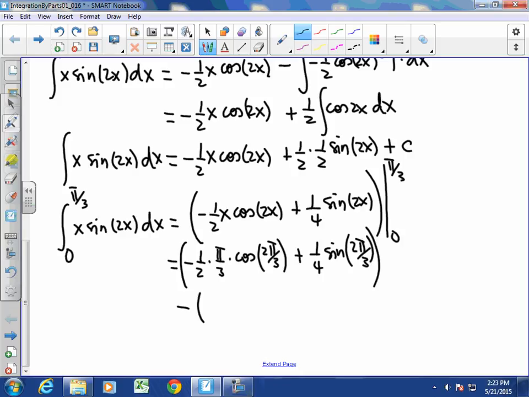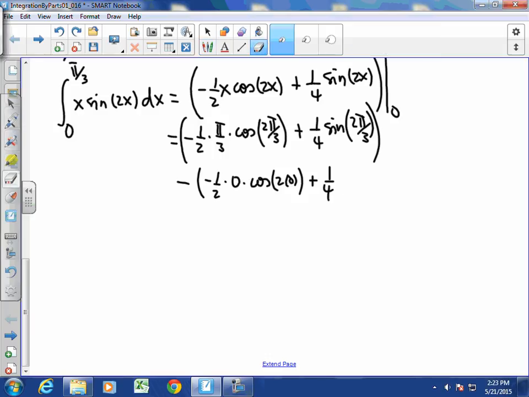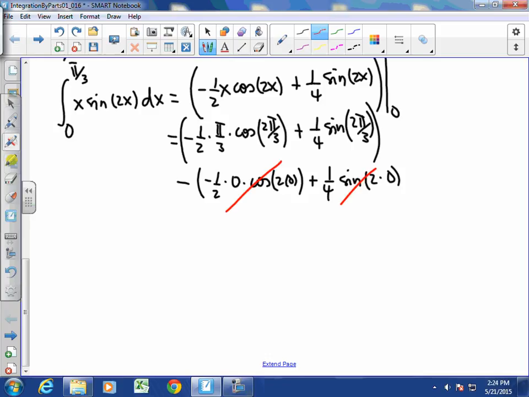Minus, now we replace x with 0, we get negative 1/2 times 0 times cosine of 2 times 0 plus 1/4 sine of 0, or sine of 2 times 0. So this is equal to 0. That is also equal to 0.